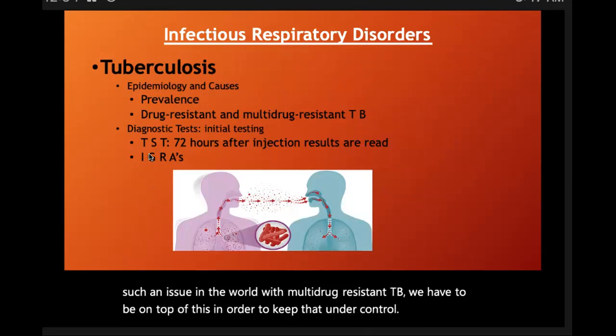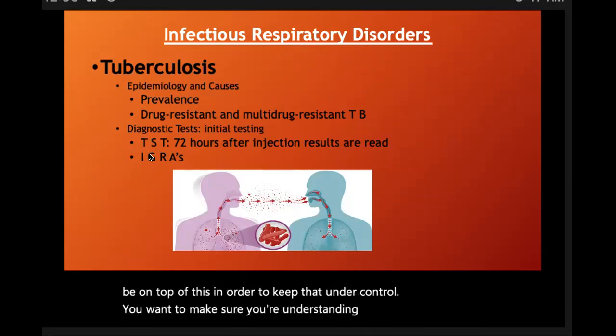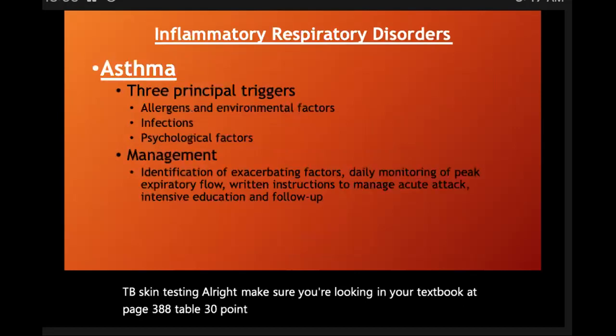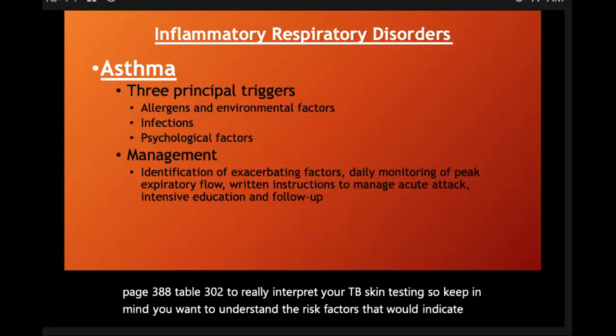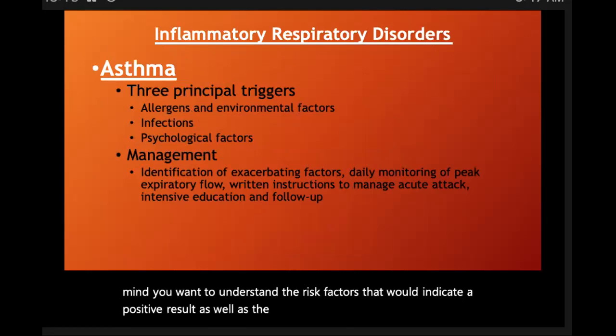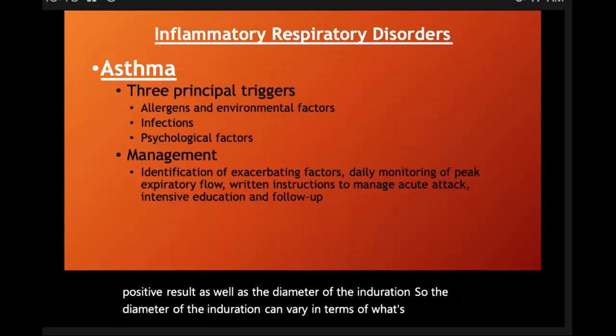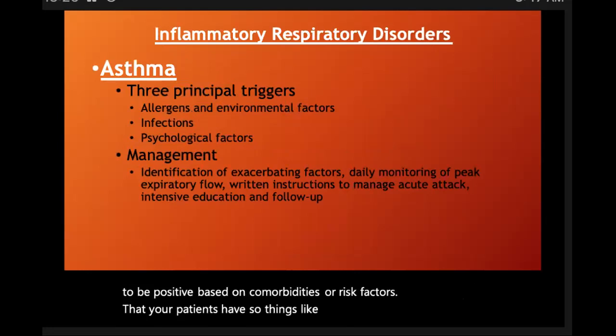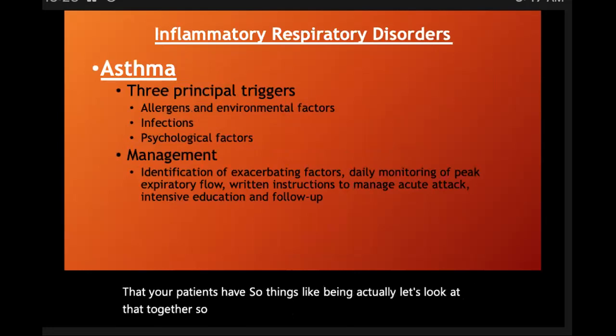You want to make sure you're understanding your interpretation of TB skin testing, all right? Make sure you're looking in your textbook at page 388, table 30.2, to really interpret your TB skin testing. So keep in mind, you want to understand the risk factors that would indicate a positive result, as well as the diameter of the induration. The diameter of the induration can vary in terms of what's going to be positive based on comorbidities or risk factors that your patients have. Actually, let's look at that together. It's on page 388.